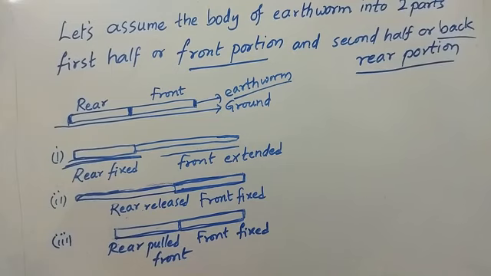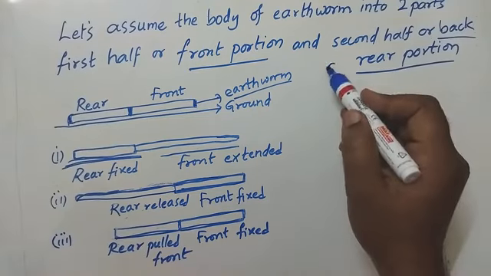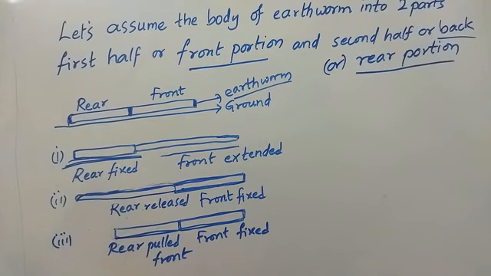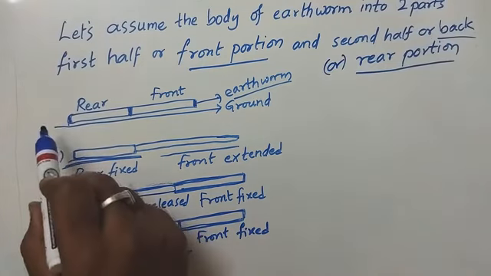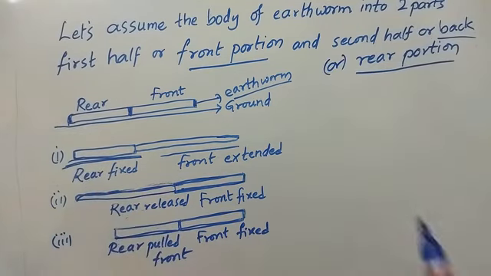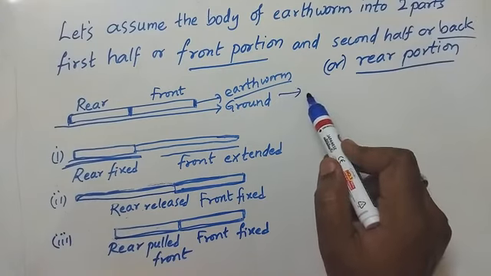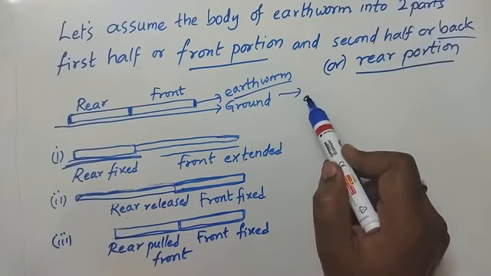Let us try to understand the gait of earthworm. Let us assume the body of earthworm in two parts. First half is the front portion and second half is the back or rear portion. So this is the normal earthworm at rest.